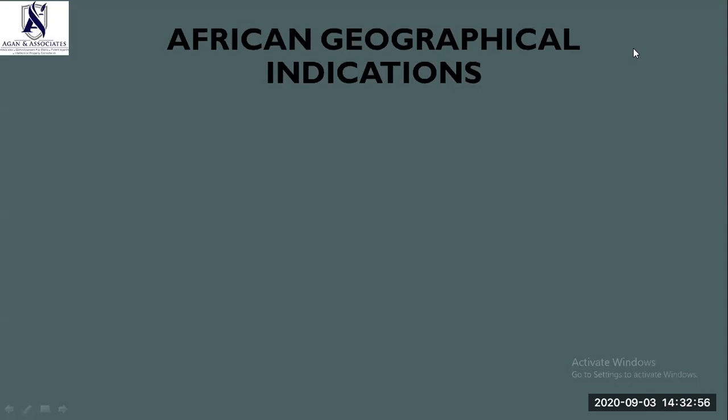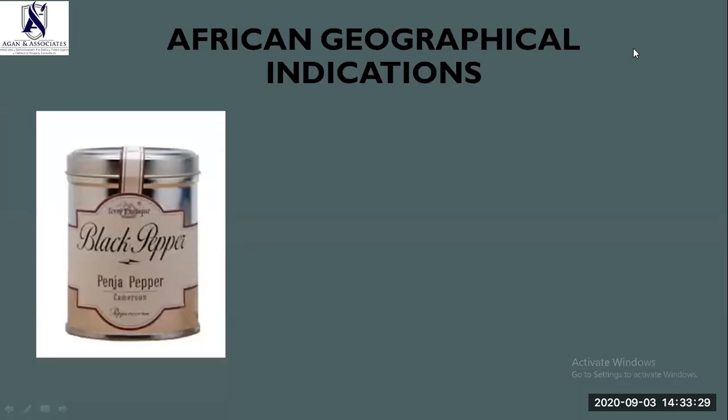We also do have African applications. And perhaps some of you may guess which these ones are. I know that there's also a question that you have been asked to give examples of geographical indications from your own countries. Let's see if these are familiar. We have black pepper from Cameroon. Another one from Cameroon, Oku honey.